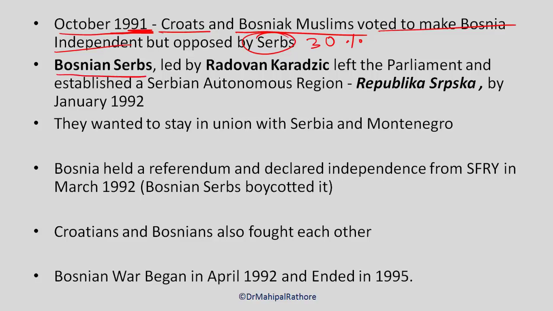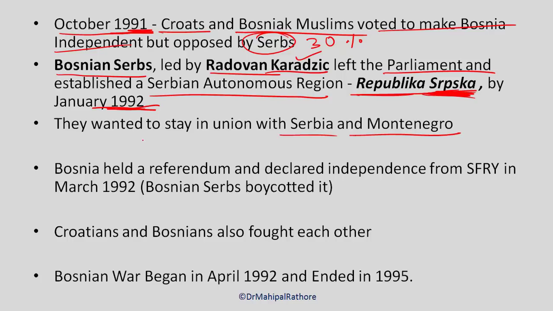So these Bosnian Serbs, led by Radovan Karadzic, left the parliament and established a Serbian autonomous region wherever they had a majority. Just like the Croatian Serbs, they also started fighting the government and established their own autonomous region, called Republika Srpska. I have highlighted it, which means it is important. The name Radovan Karadzic is also important and Republika Srpska is also important. It is a very strange name, actually an abbreviation in the local language which you are not required to know. So Republika Srpska was established by January 1992 and they wanted to stay in union with Serbia and Montenegro.